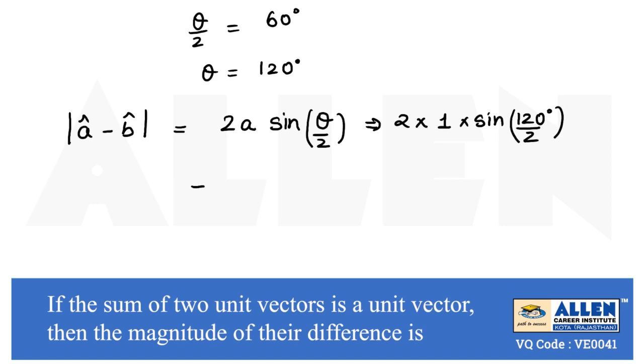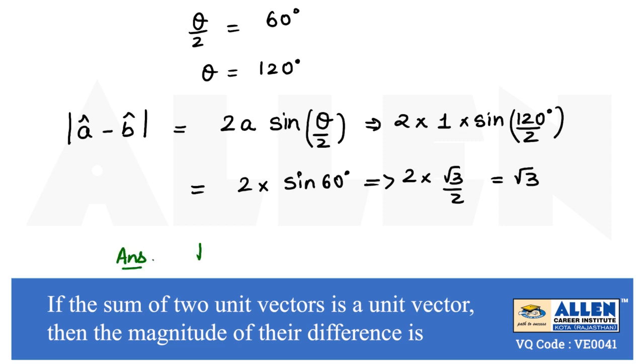So on further simplification we will get 2 times sin 60 degrees, and the value of sin 60 should be known, that is root 3 by 2. So we will get root 3. Therefore, the answer to the question asked, that is the magnitude of the difference of the two unit vectors, will be root 3. Thank you.